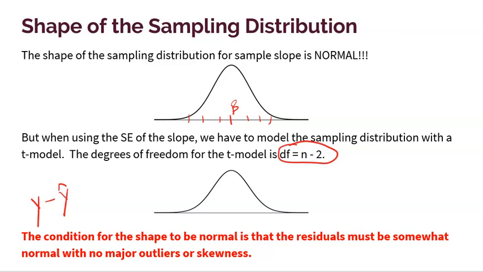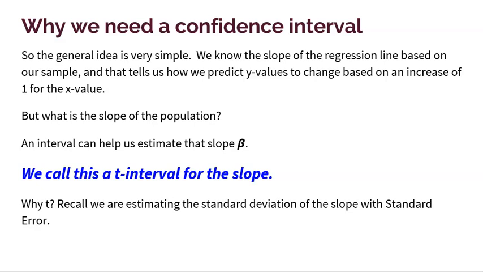Now, honestly, these conditions are a little bit trickier this time. We'll talk more about them, but oftentimes you don't have to worry too much about the conditions here, but we will walk through them. All right, so why do we need a confidence interval? The title of this is finding a confidence interval for the population slope.